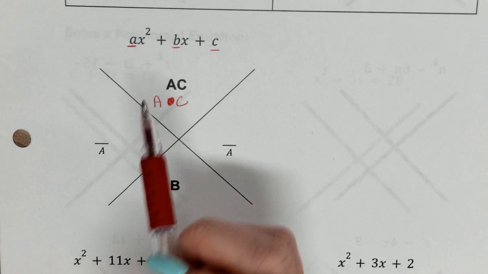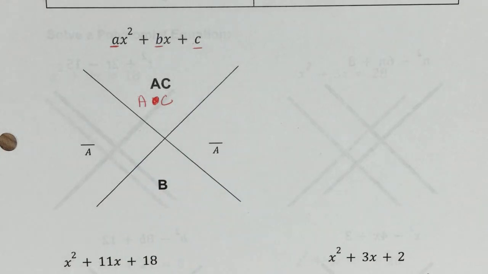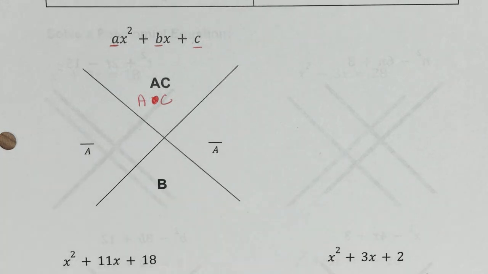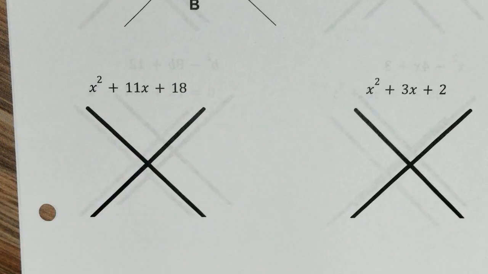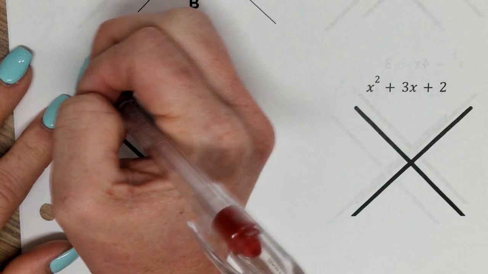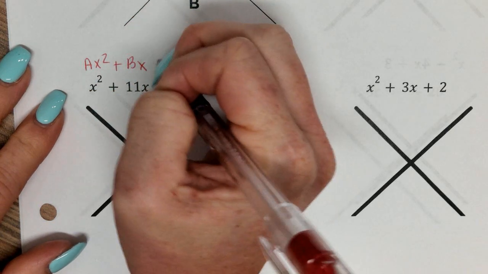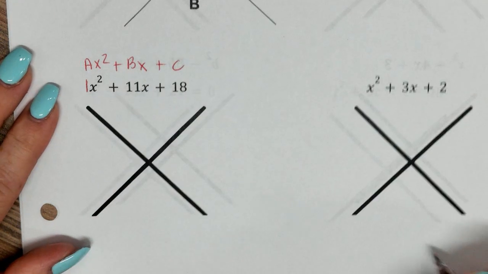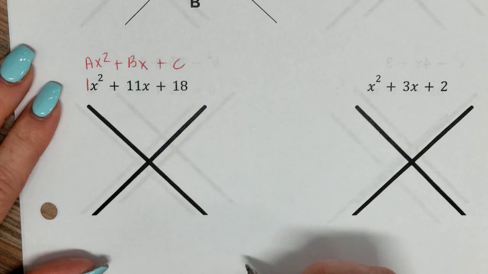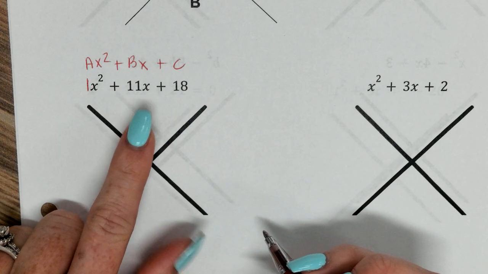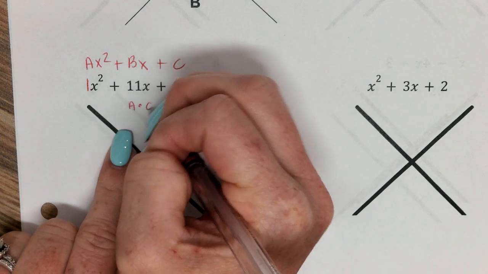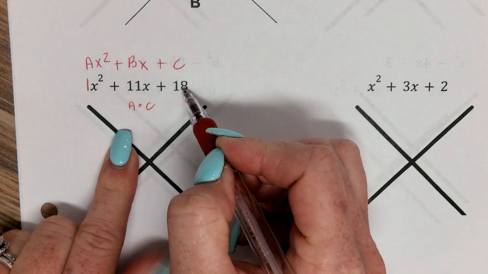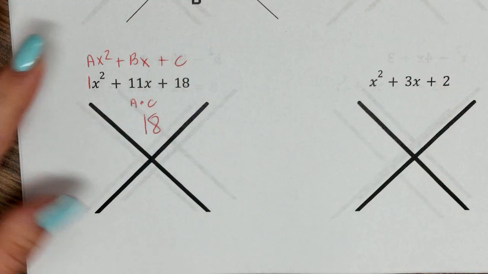Everybody good? All right. Once you do that, you are looking for what factors of A times C add up to this number. And I will explain. So let's go do our first example so that I can explain. Does everybody understand if I wrote AX squared plus BX plus C, that the A here has a value of 1 and the C has a value of? So in this first part of the X, you're doing A times C. So what is 1 times 18? 18. And that's what's going to go there.